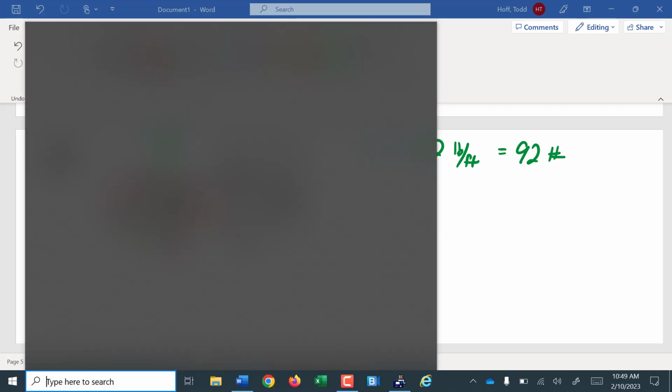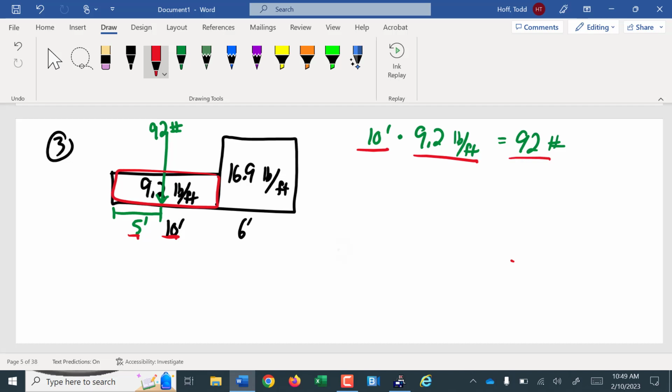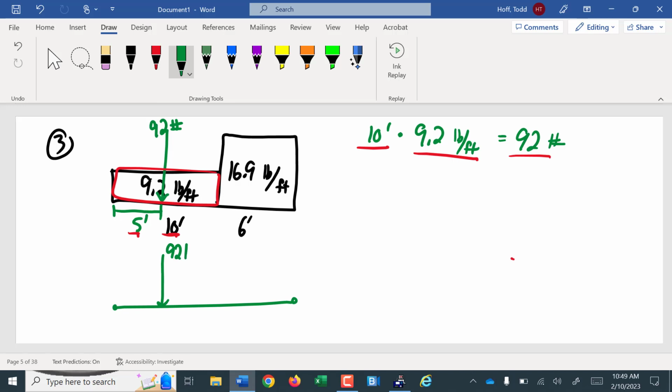Then the total load is just kind of what we were doing last time. It's the 9.2 pounds per foot times that total length of 10 feet, which gives us a total of 92 pounds. So what's happening is now that distributed load is just a 92-pound concentrated load 5 feet from this end.